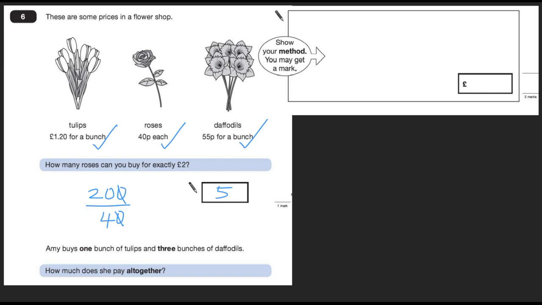Amy buys 1 bunch of tulips. 1 bunch of tulips is 120, and 3 bunches of daffodils. So 55 times by 3. 3 times 5 is 15, 1 remaining. 3 times 5, 15, 1, 16. So 165. And this is going to be 5, 8, and 2. So this is going to be £2.85 is the correct answer. 285 is the correct answer for the altogether. So how much does she pay altogether? That is the answer. Careful with that one.